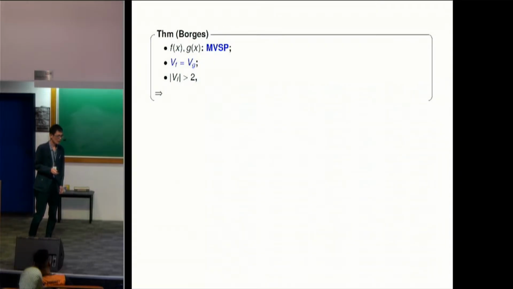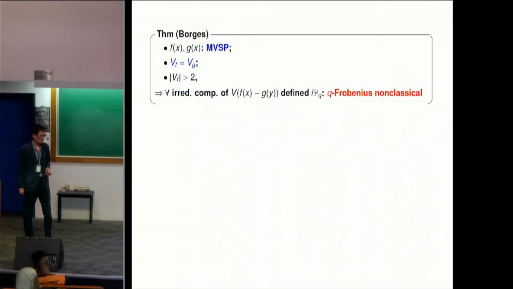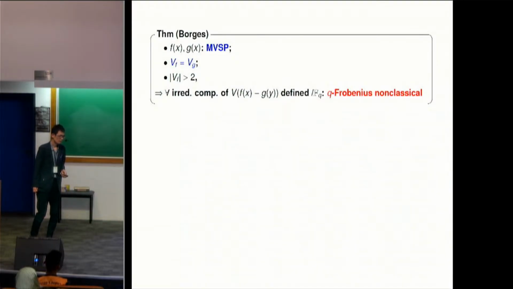I explain another version of a theorem of Borges, which is used later. Assume f(x) and g(x) are MVSP with the same value set, and the value set has at least 3 elements. Then any irreducible component of the curve defined by the difference over Fq is q-Frobenius non-classical.